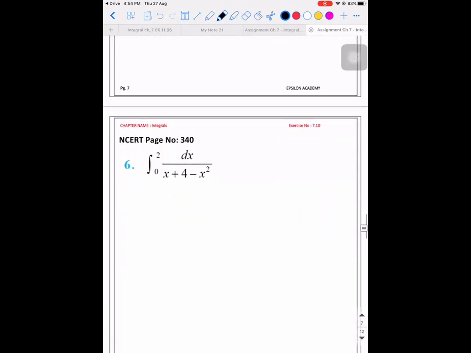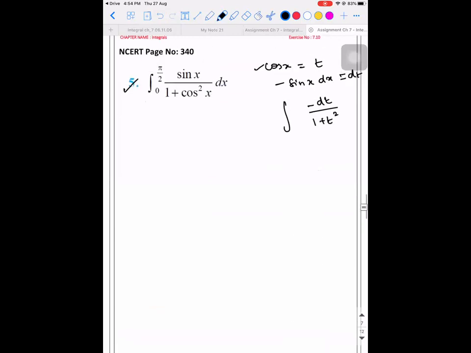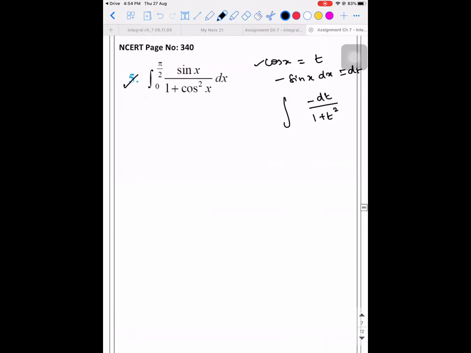Next. Sir, can we take 1 plus cos square x as t, sir? You will not get it. Because when you differentiate cos square x, you will get minus sine 2x. Because with the chain rule, you will get 2 cos x into minus sine x, which is minus sine 2x. Had the numerator been sine 2x, yes, you could have taken cos square x. Okay, sir.